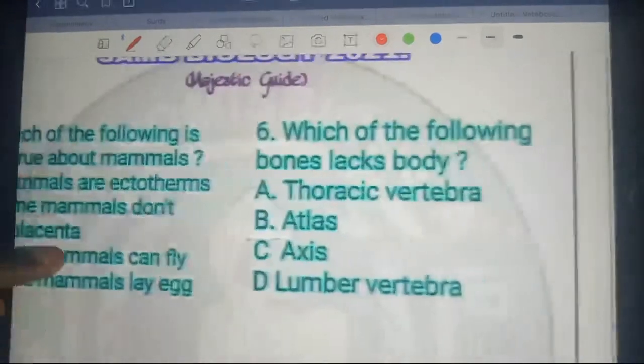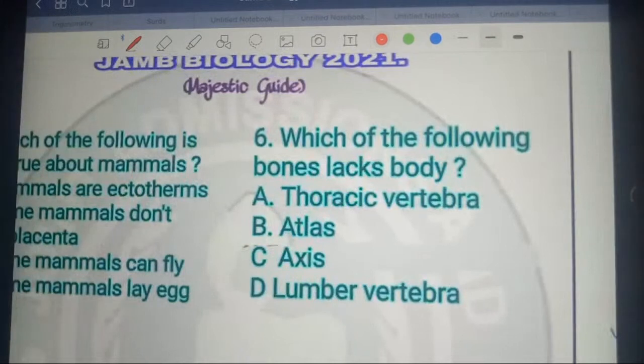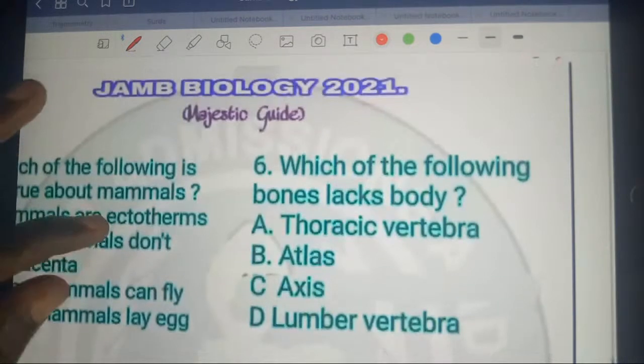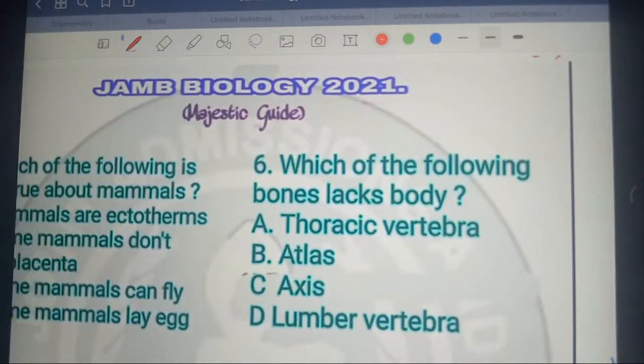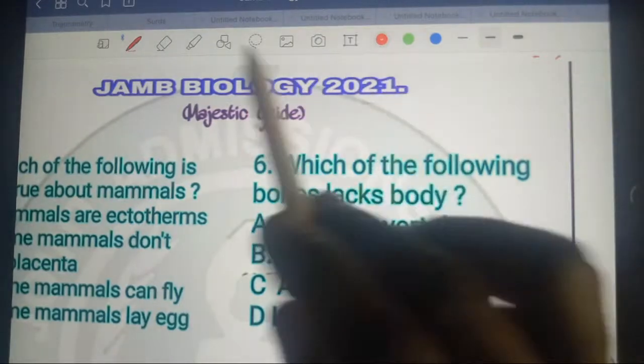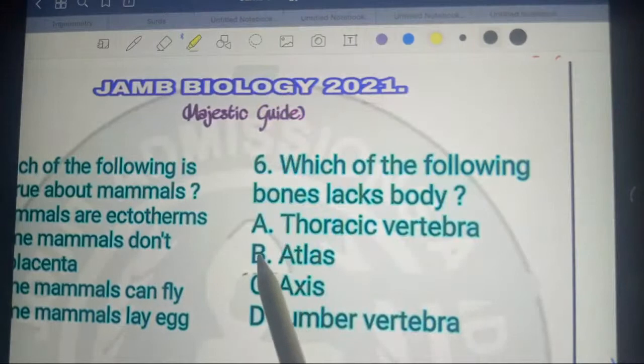We move to question number 6, which says, which of the following bones lacks body? This is quite interesting. When we say body here, if you are in O level, you should see that this body here means lacking centrum. So the bone that lacks body is actually atlas. Atlas doesn't have anything like body. So the correct answer is this. So atlas lacks a centrum.